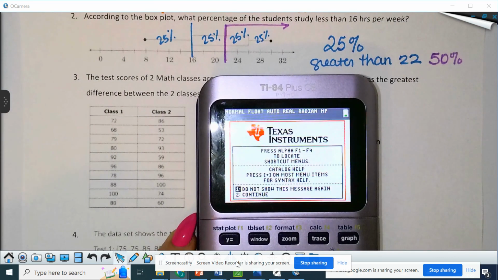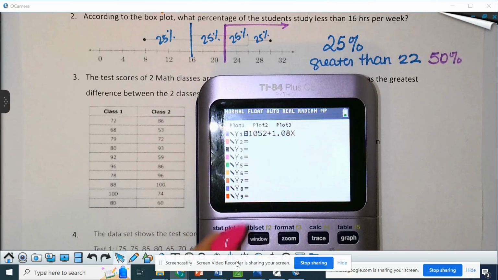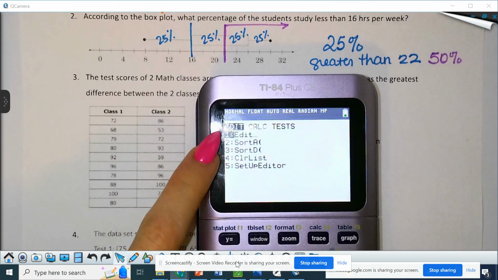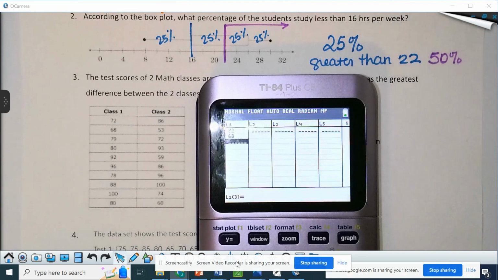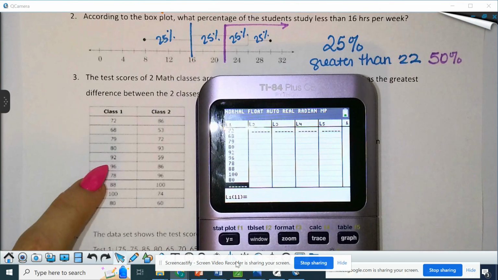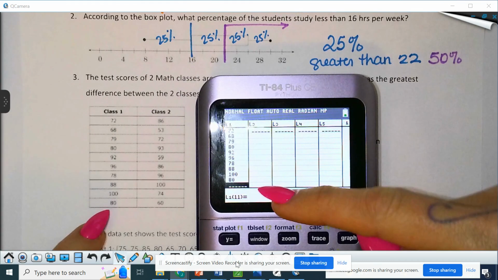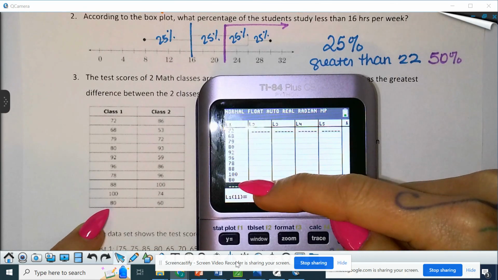If you go to your Y equals, that's not it, I'm sorry, stat. So stat, we're going to go to edit, and you have your L1 and L2. So we put in our L1, all our data. So 1, 2, 3, 4, 5, 6, 7, 8, 9, 10. This is sitting in line 11. That's the other reason I like this, so that it lets me know there's 10 pieces of data in there, and I'm sitting in my empty box.